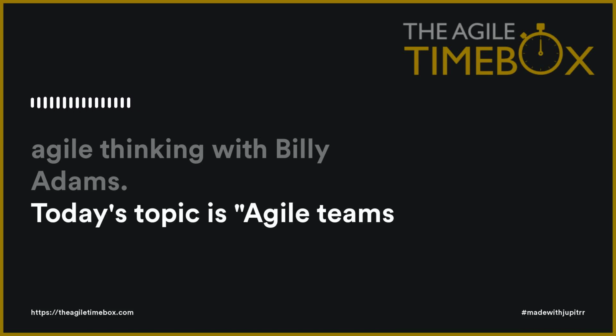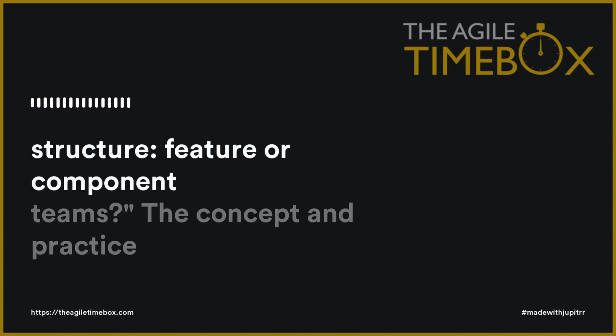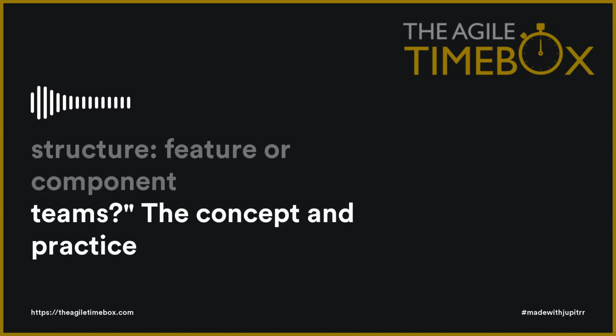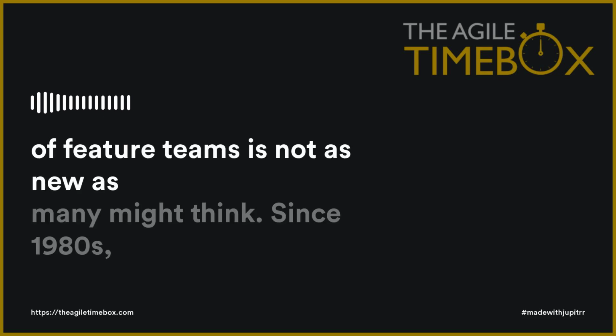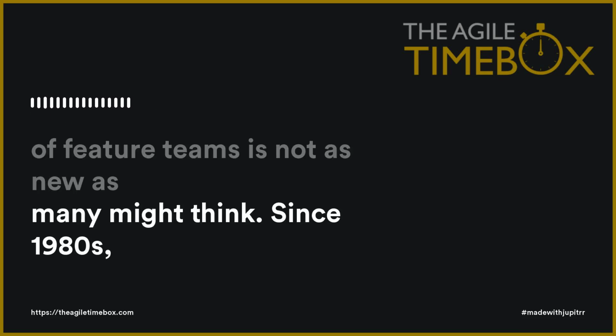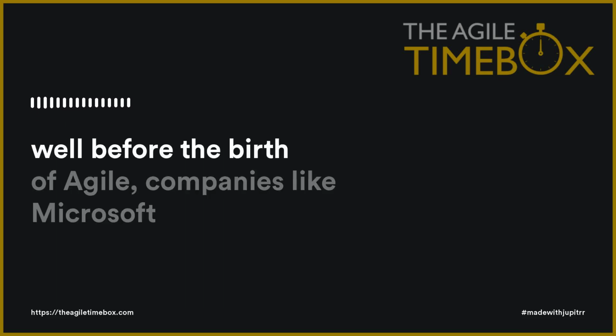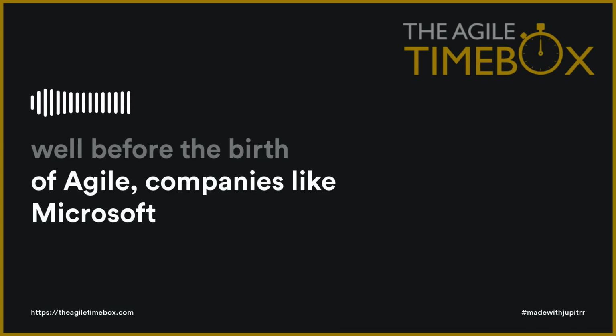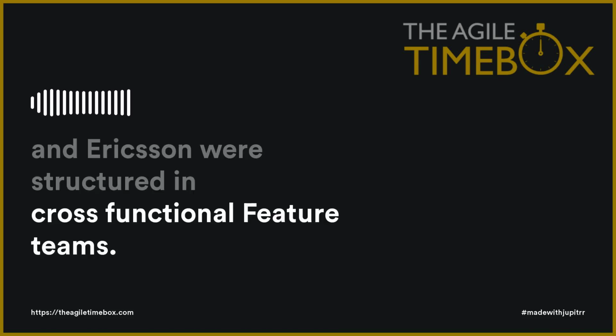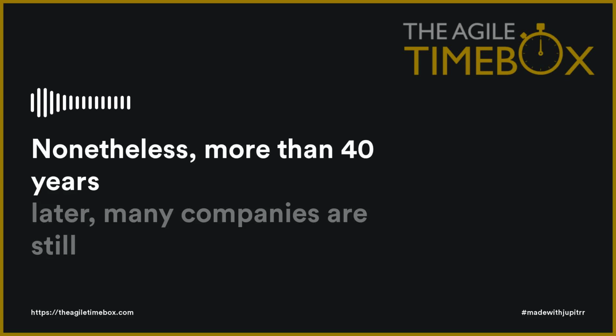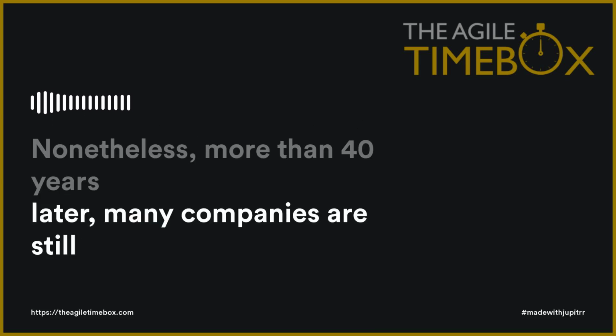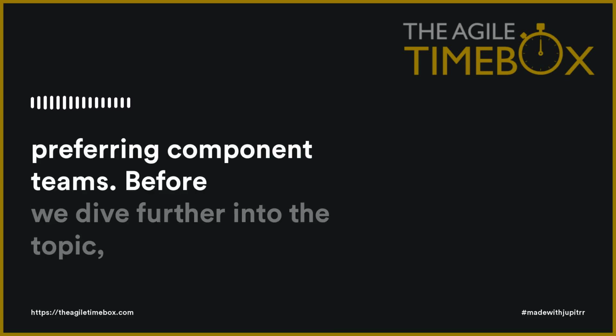Today's topic is Agile team structure, feature or component teams. The concept and practice of feature teams is not as new as many might think. Since the 1980s, well before the birth of Agile, companies like Microsoft and Ericsson were structured in cross-functional feature teams. Nonetheless, more than 40 years later, many companies are still preferring component teams.